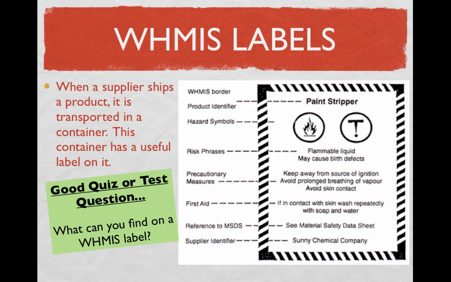This here is an example of a Whmis label. There you'll see the special hatched Whmis border. There's also the product identifier, which is the name. In this case, it's a paint stripper. It shows you the hazard symbols, risk phrases, precautionary measures, first aid, a reference to the MSDS, which is the material safety data sheet, and it also indicates the supplier identifier, so who actually made that particular batch of product.